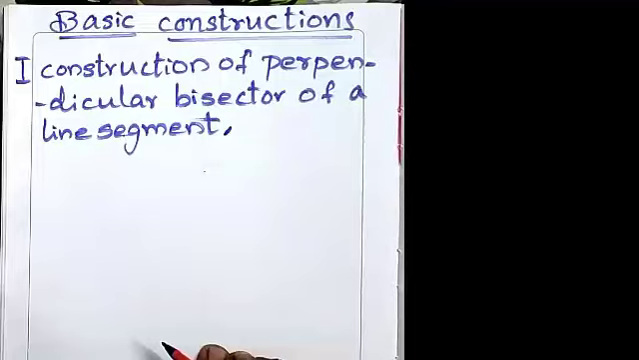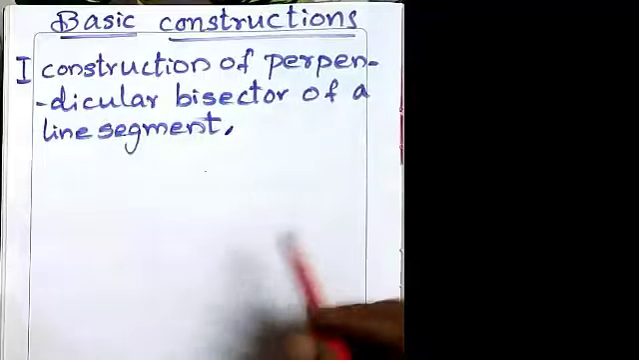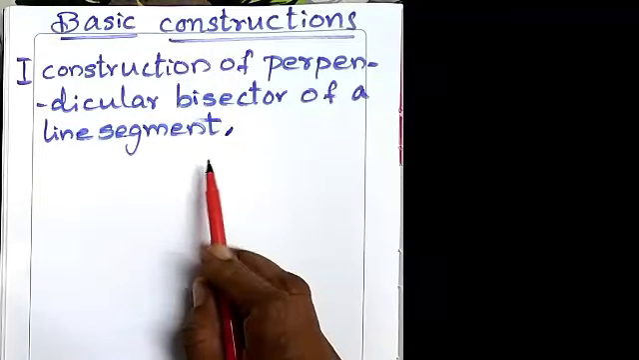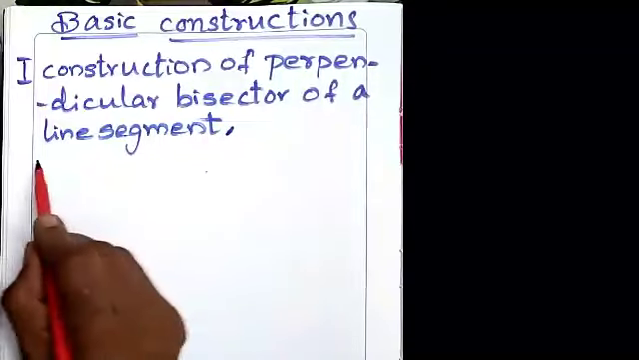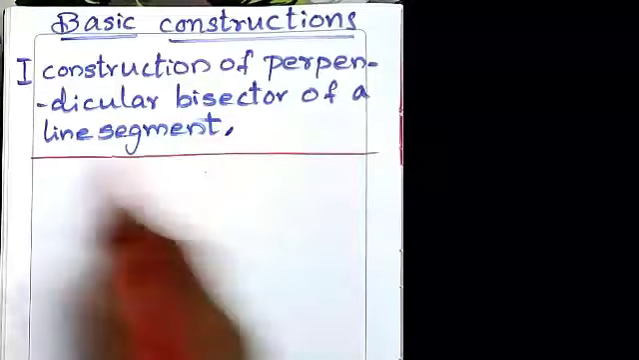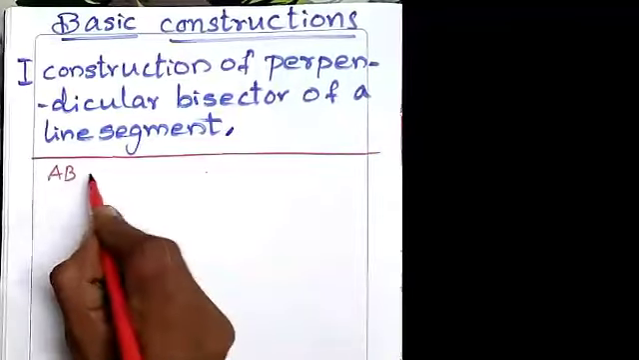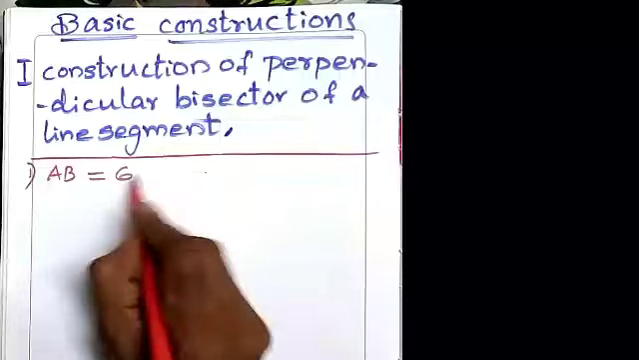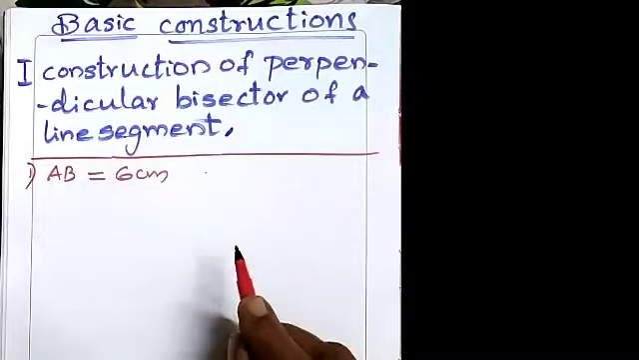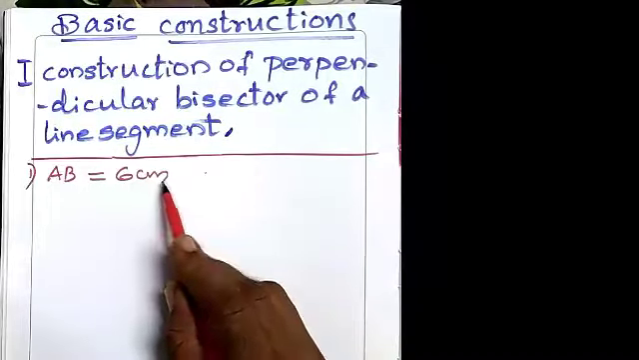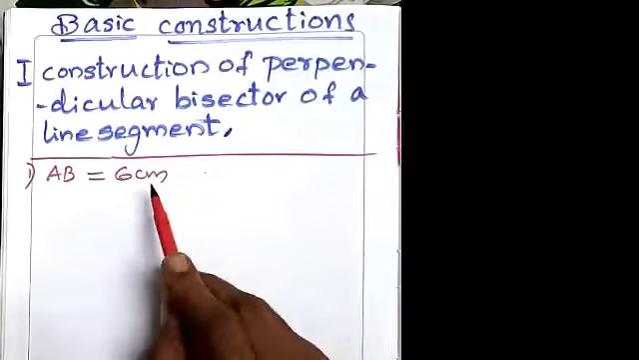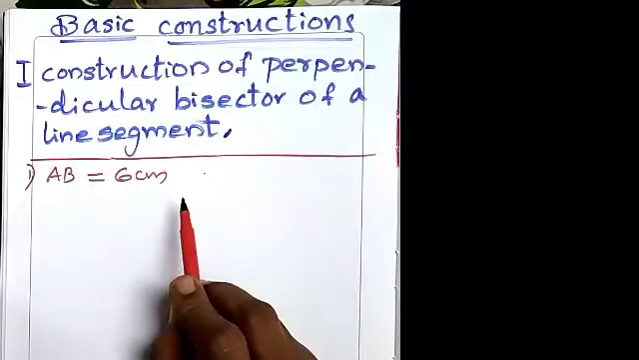Constructions. First, construction of the perpendicular bisector of a line segment. For that, suppose the question is: line segment AB is given. The first question: line segment AB equal to 6 centimeter. What we need to construct? The perpendicular bisector of this line segment AB.